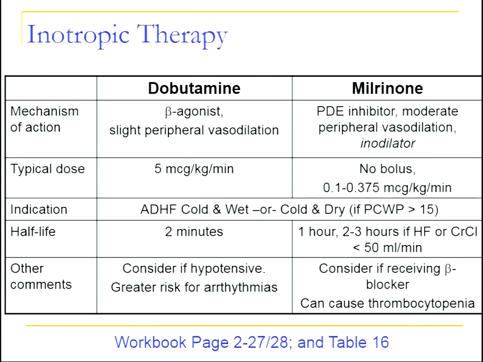And in my experience, most of the patients who we see have a high enough SVR, and this patient did, that they will tolerate it. Remember, your blood pressure is equal to your cardiac output times your SVR.